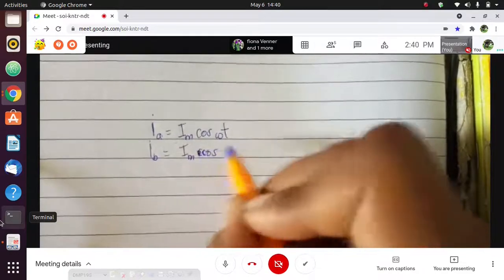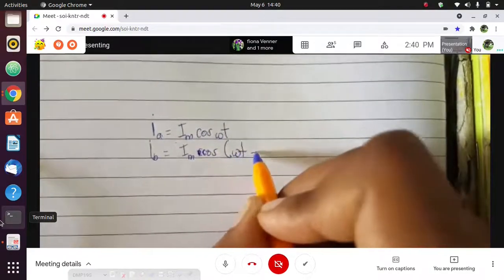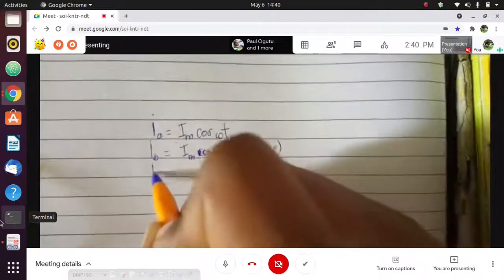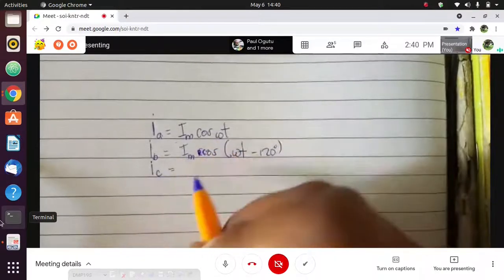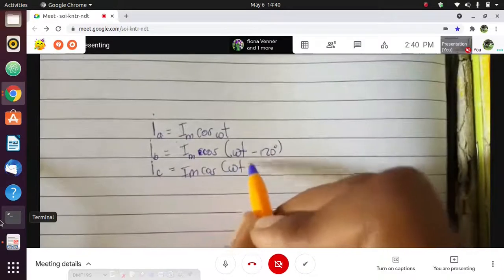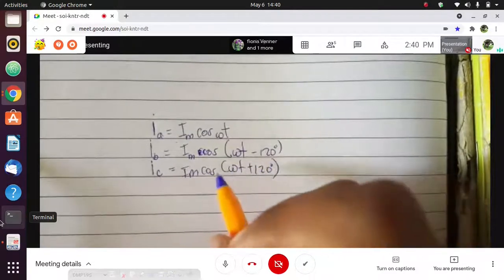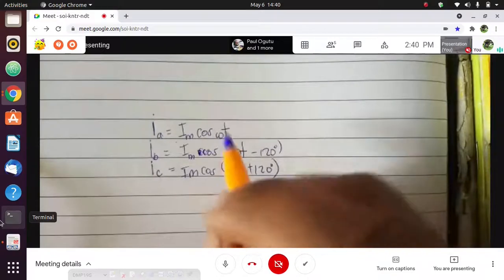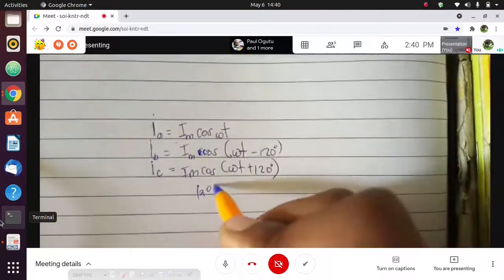of that, and the instantaneous current in phase C is the maximum current cos of that. Now remember that these phases, these windings are usually spaced 120 degrees, 120 electrical degrees apart.